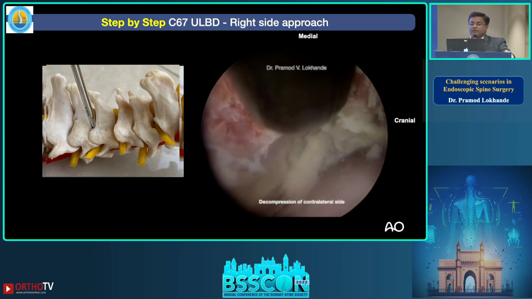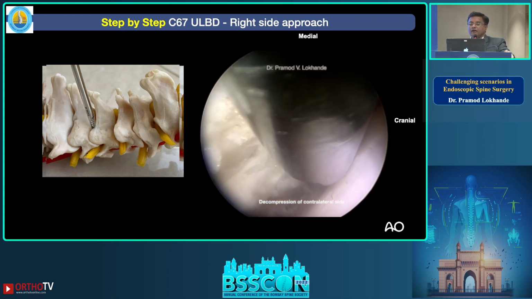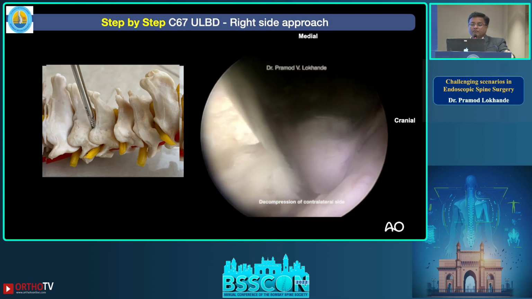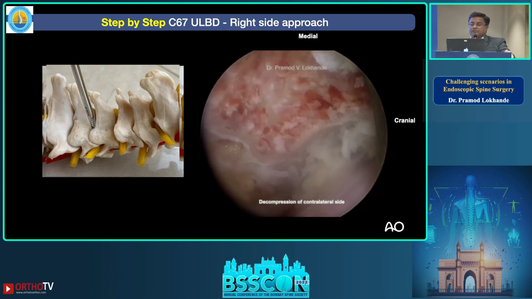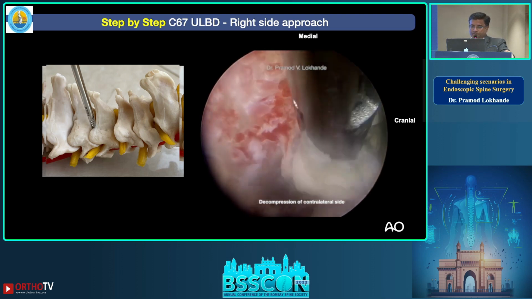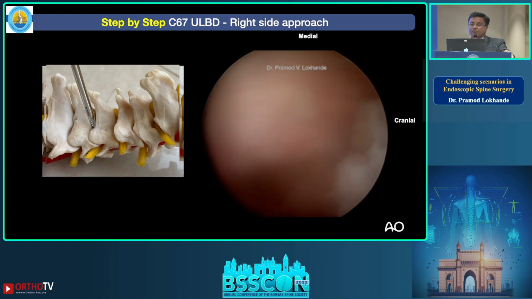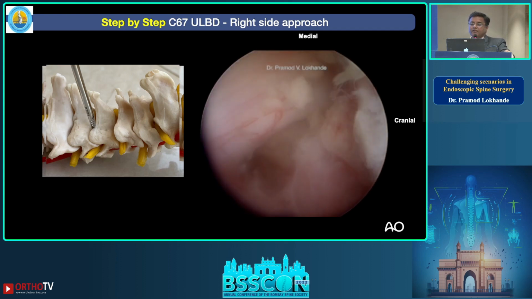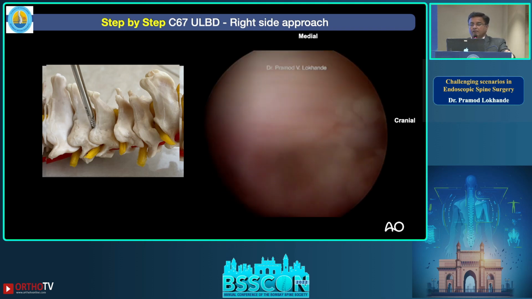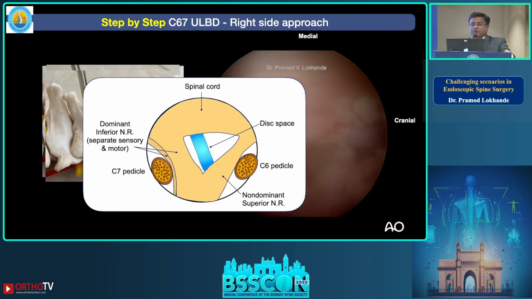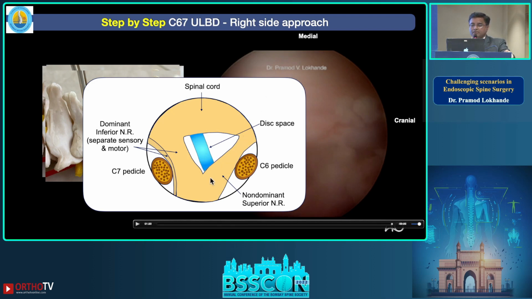This is the decompression of the opposite side by going under the spinous process, removing the flavum of the opposite side. This is the drilling of the base of the spinous process. And there you can see the opposite facet joint. So this is the triangular nerve root which we saw, the congenital nerve root anomaly. This was supposed to be the true nerve root which was hypoplastic. This is the inferiorly placed nerve root which was split into two, the separate sensory and motor component, and the disc herniation was lying in between these two.